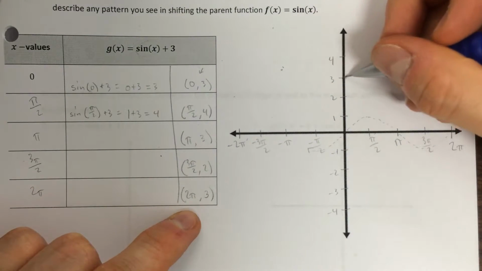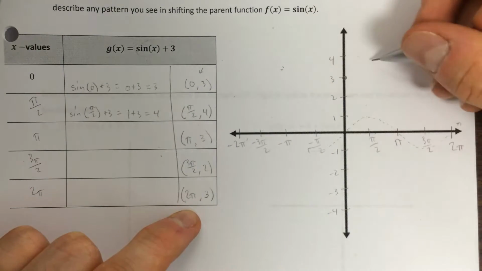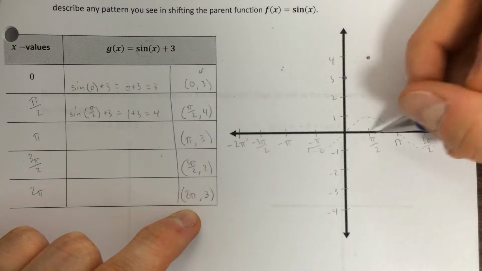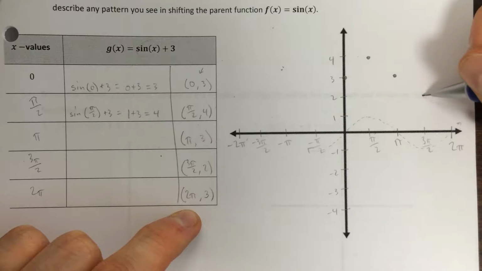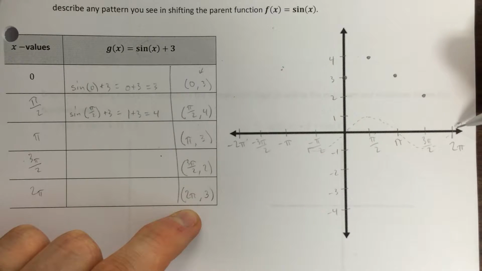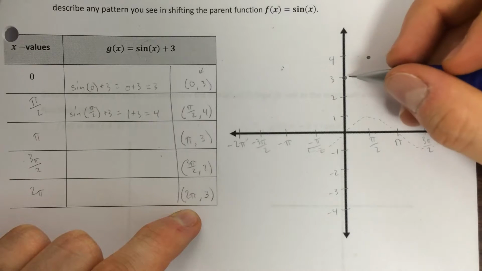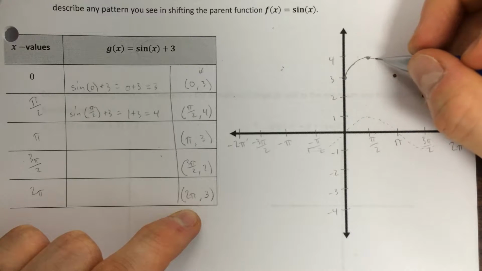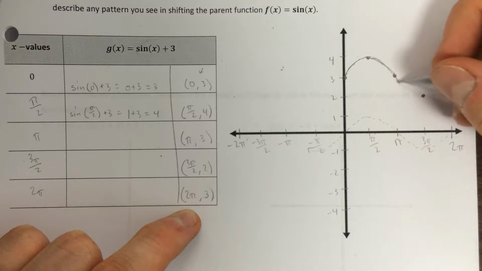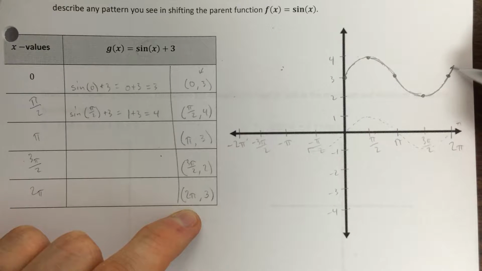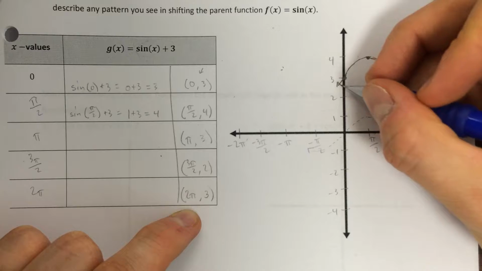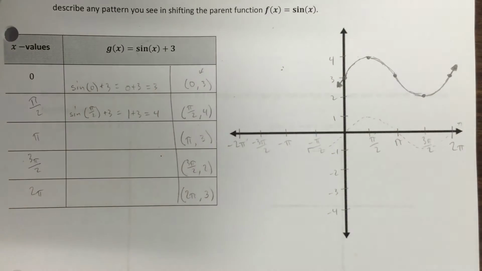So 0, 3, right there. Pi over 2, 4. Pi and 3. 3 pi over 2 and 2. And 2 pi and 3. And then we can go ahead and draw the smooth curve that goes through those points. And that's our new function.